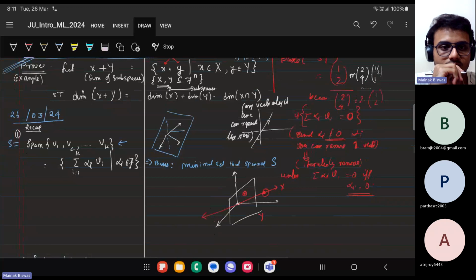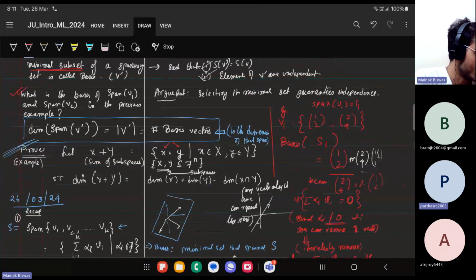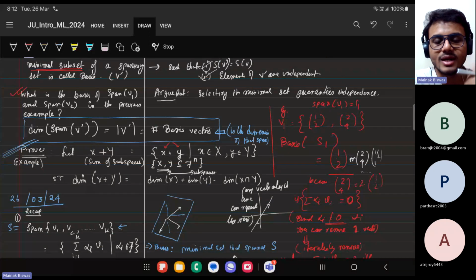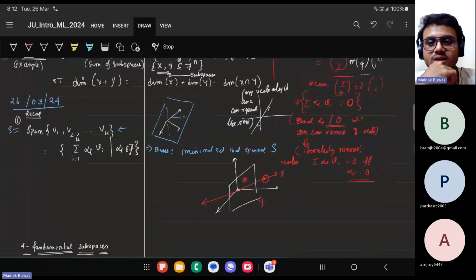How to start off with it? There's a hint. Last time we discussed, if you recall, that the dimension of the span, or the dimension of the subspace, is equal to the number of basis vectors. Just now I intuited that if you have k vectors, they can span a k-dimensional space if they're independent. So the number of basis vectors would determine the size of the subspace. So that's the hint. Any doubts?